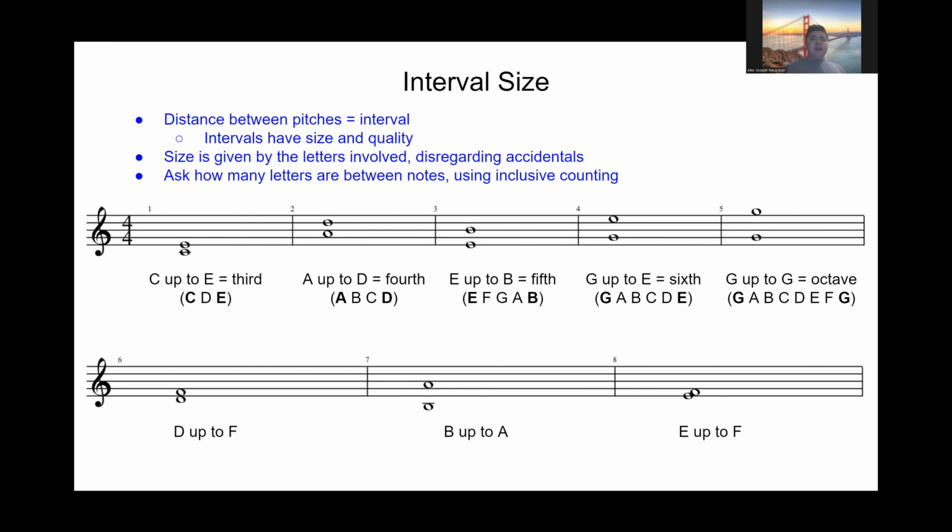As you can see, E up to B, E, F, G, A, B is going to be a fifth. So let's practice now. D up to F, D, E, F, it's going to be a third. What about B up to A? B, C, D, E, F, G, A. 7. So it's the seventh. And E up to F, E, F is just a second.